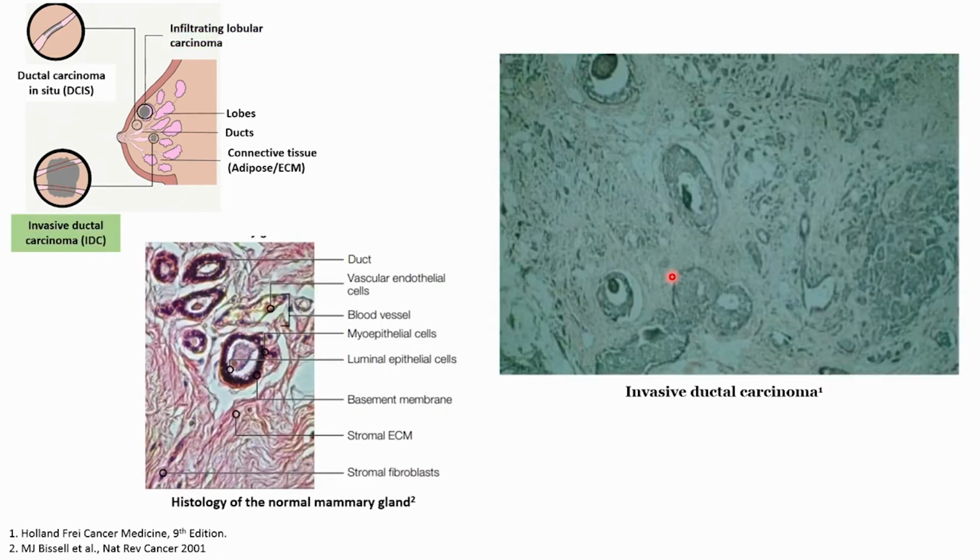Now, let's go to the last one, and that is invasive ductal carcinoma. Okay. Around 80% of the time, clinicians are able to diagnose breast cancer as invasive ductal carcinoma, and it is also famously known as IDC, invasive ductal carcinoma.